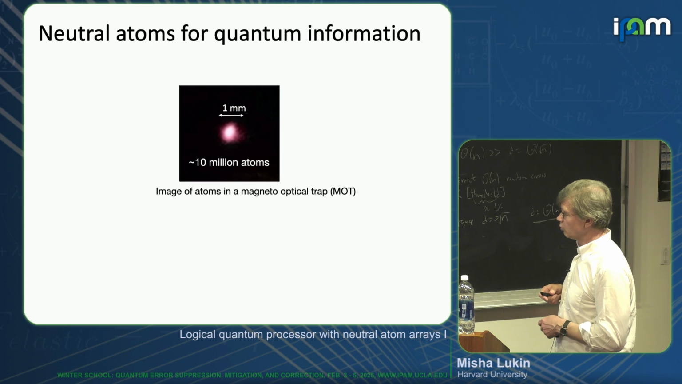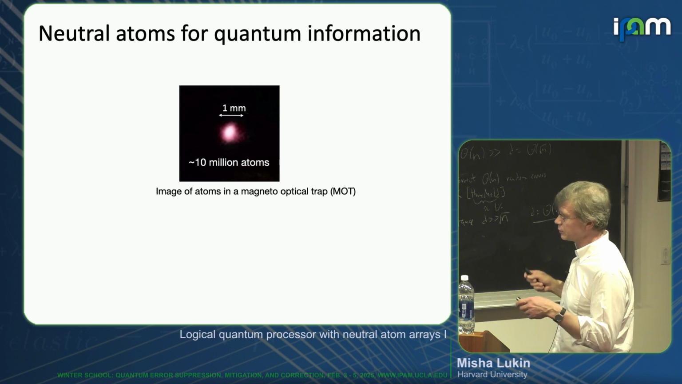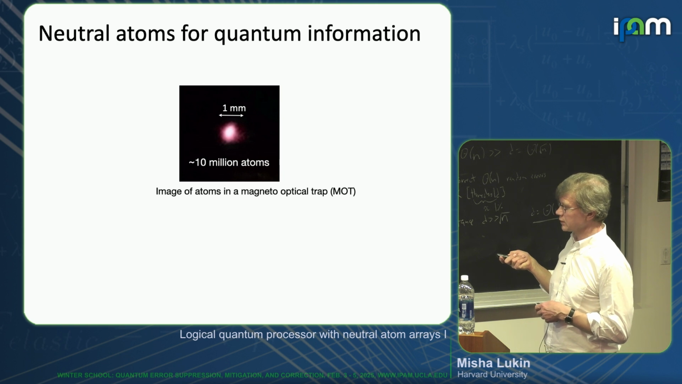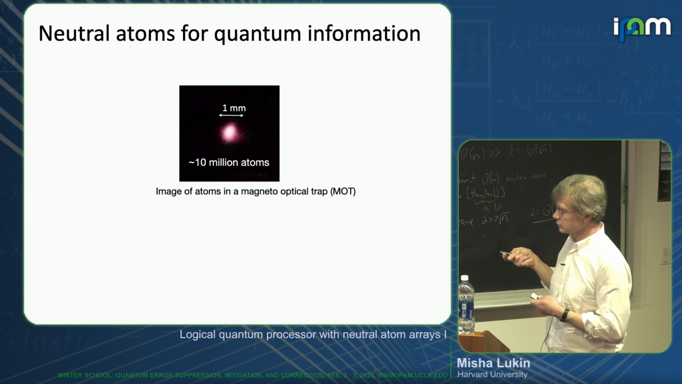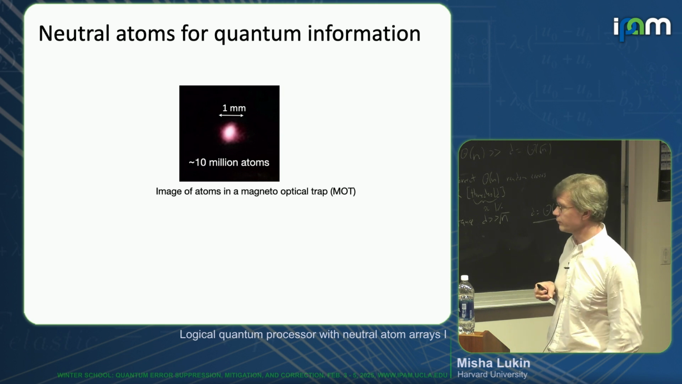So, to explain in a simple way this challenge, here is a picture of something called a magneto-optical trap. This is how all of these experiments, which I will tell you about, start. This blob of atoms contains about 10 million atoms, which are nearly motionless, moving very slowly.